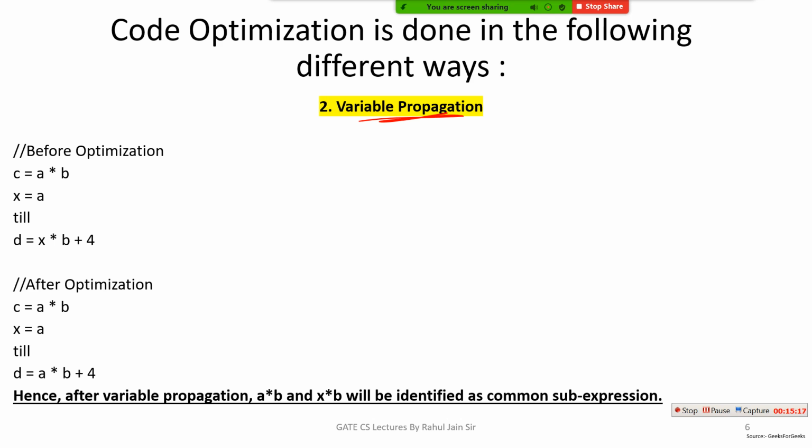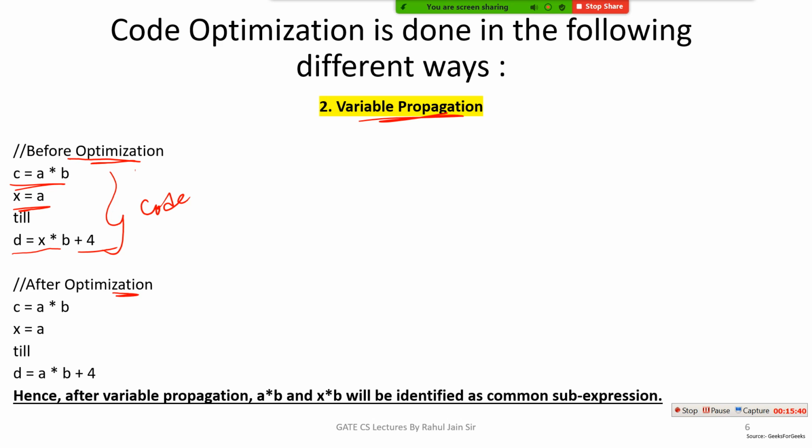So what is variable propagation, guys? Suppose before optimization we have the following code: c equals a multiplied by b, x equals a, and d equals x multiplied by b plus 4. Suppose this is our code before code optimization.